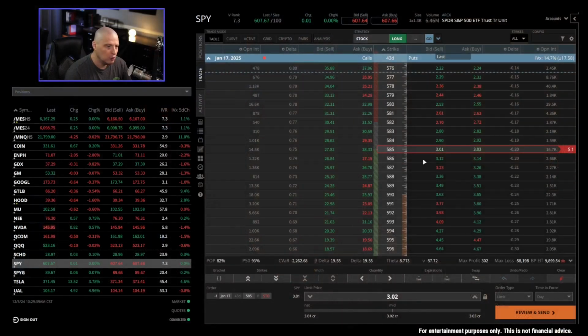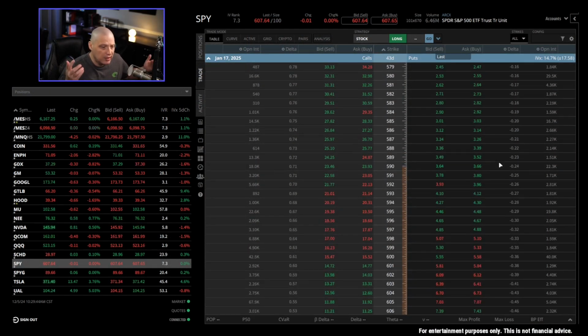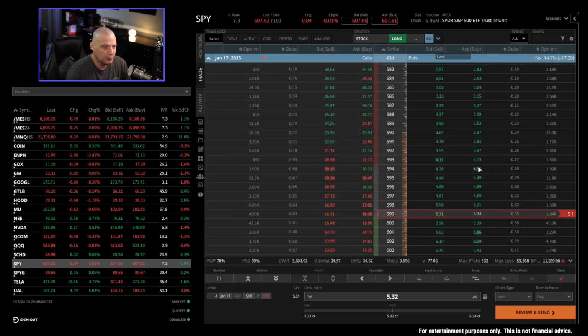What about defined risk trades? Well, I see people sizing these incorrectly as well. So if I go back to SPY, for example, let's put on a defined risk trade. For example, everybody loves put credit spreads in SPY. So let's sell a put credit spread in SPY.